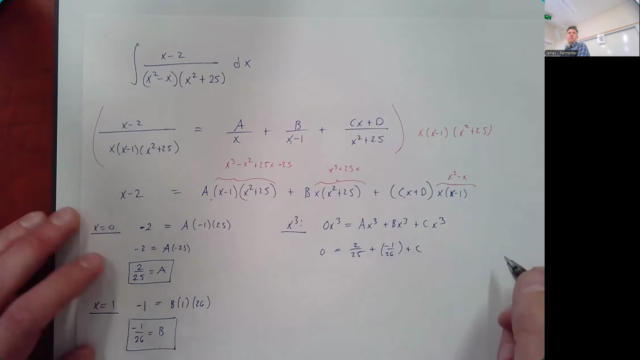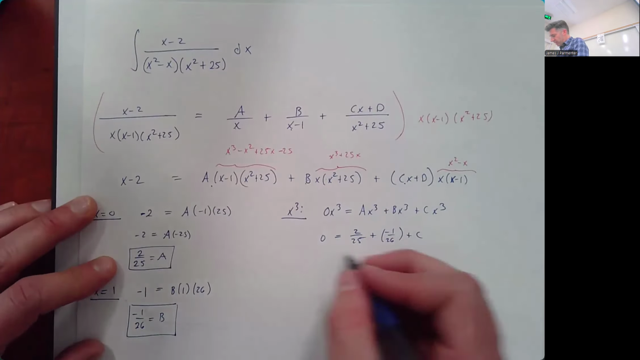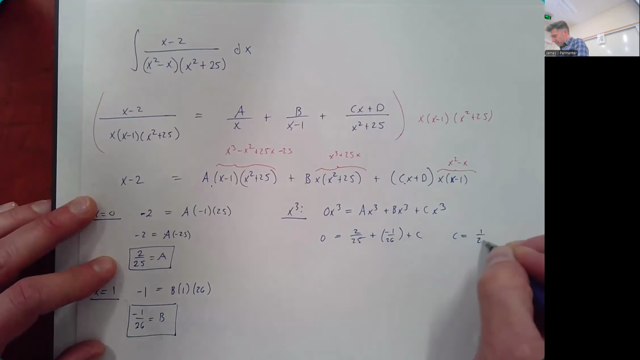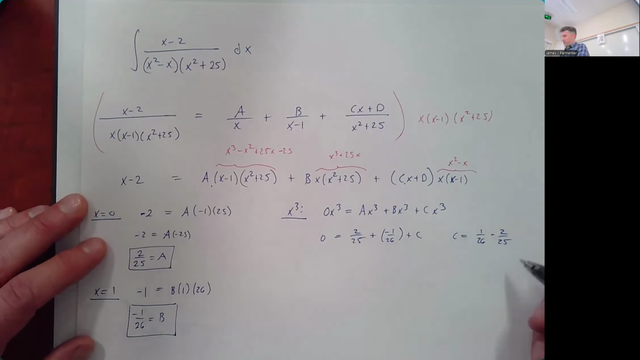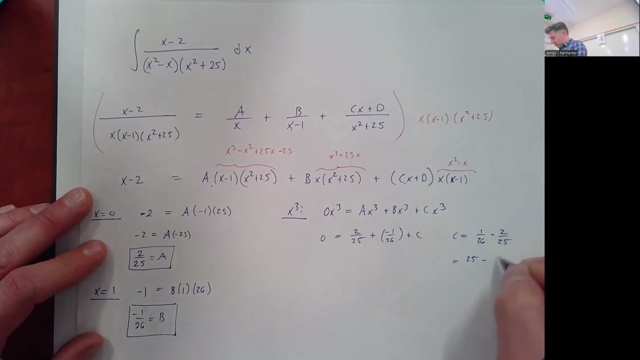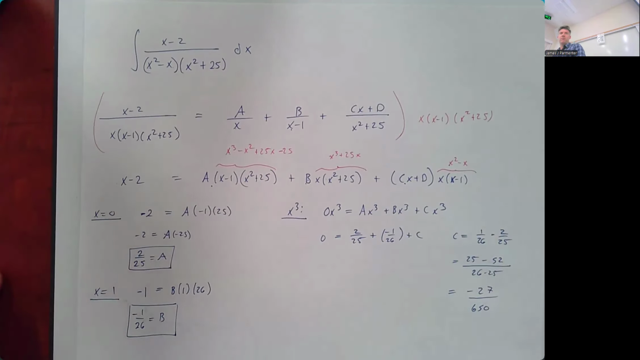Which is going to be kind of terrible, but oh well. So it looks like c is going to equal positive 1/26 minus 2/25, which, yeah, is terrible. I mean, okay, we can get the common denominator to be 25 minus 2 times 26 is 52 all over 26 times 25, which is negative 27 over 26 times 25, which is 650. Okay, I've seen nicer numbers, but whatever.